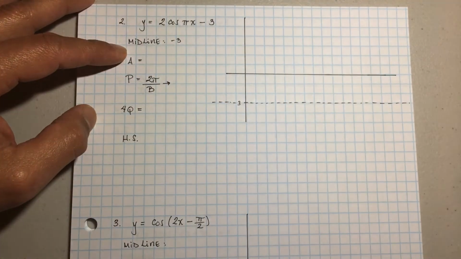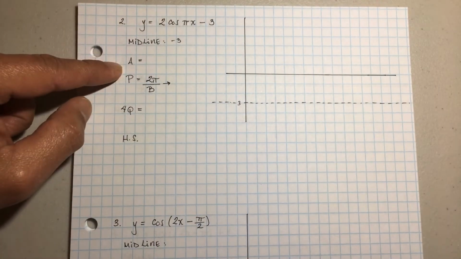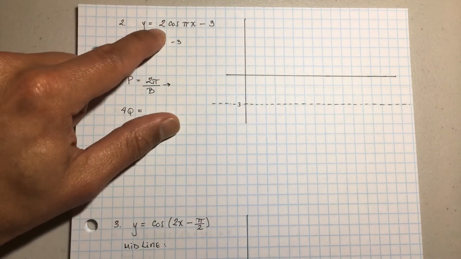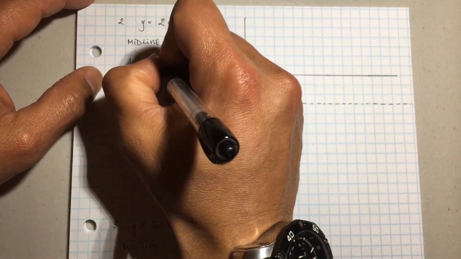And here it is. Okay, cool. Now what do I do? My amplitude. What's my amplitude? Whatever's in front of the cosine. The number 2. Okay, so the amplitude is 2.